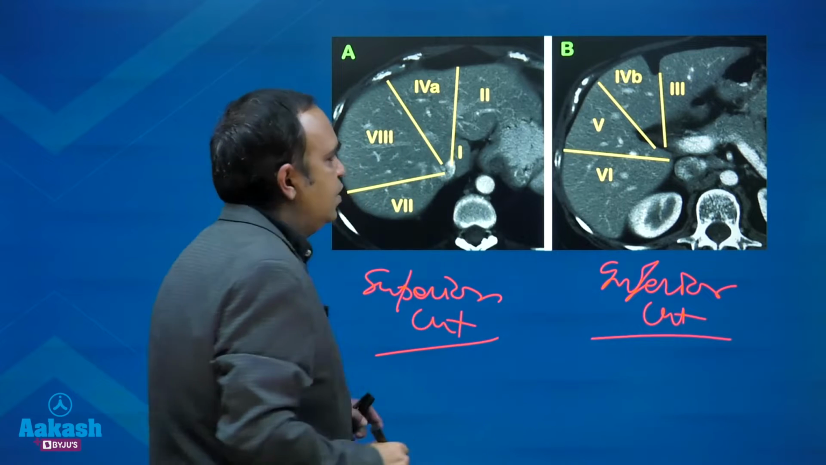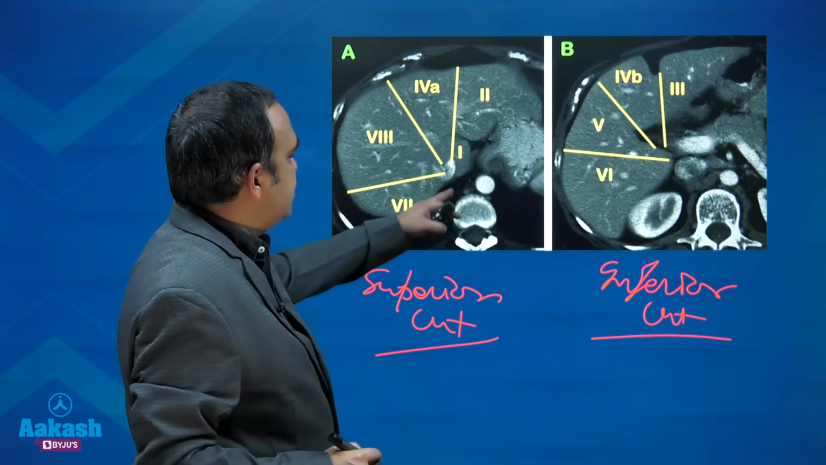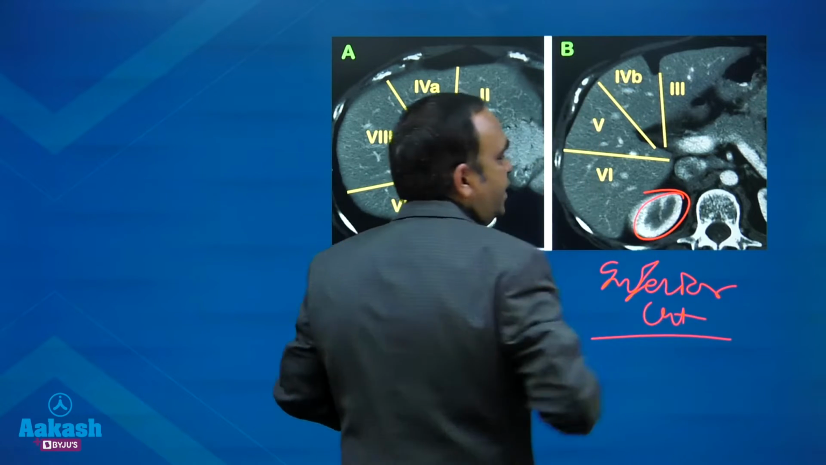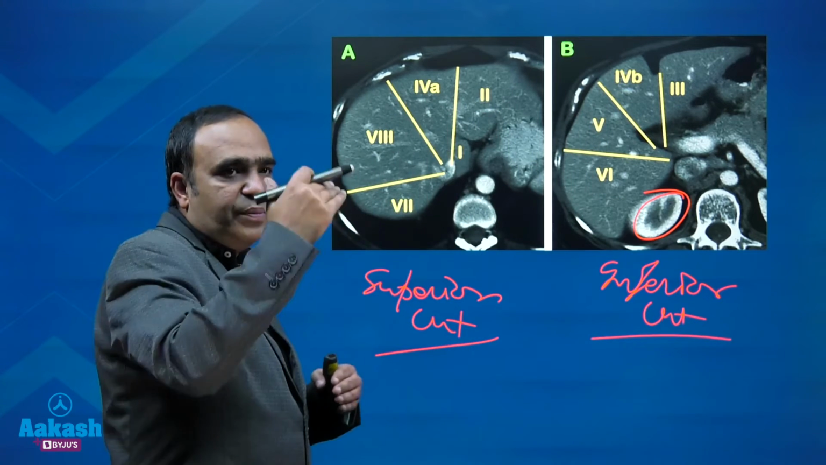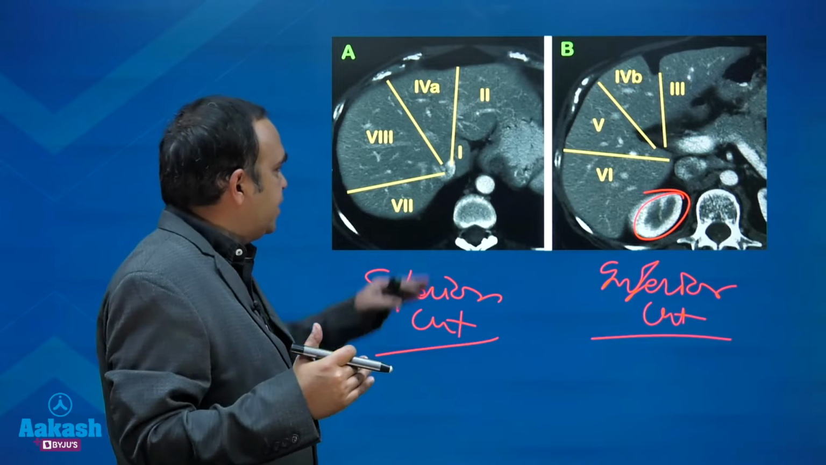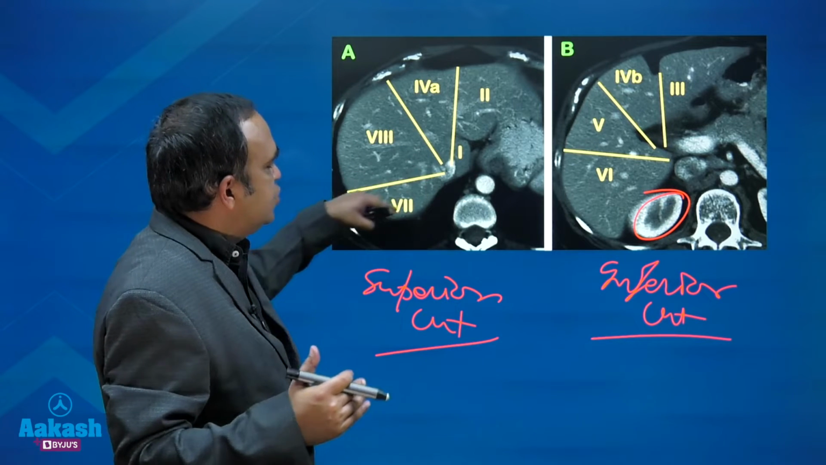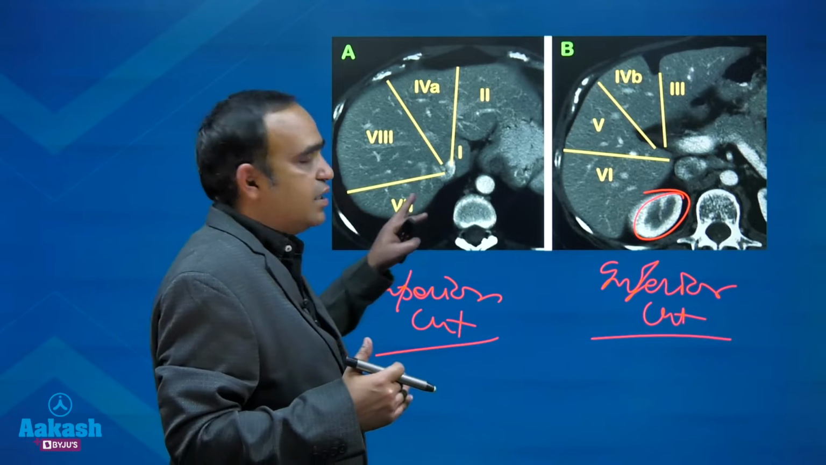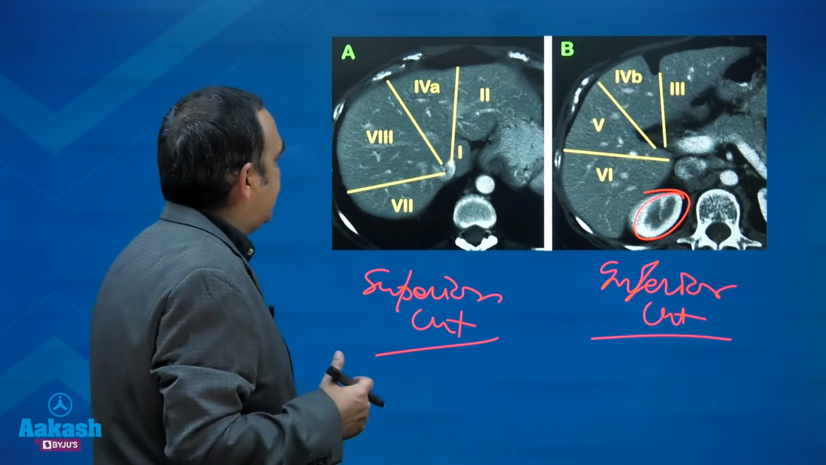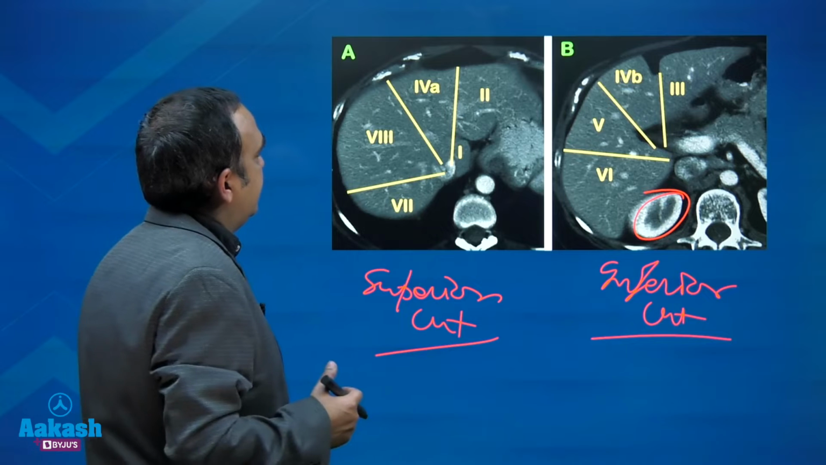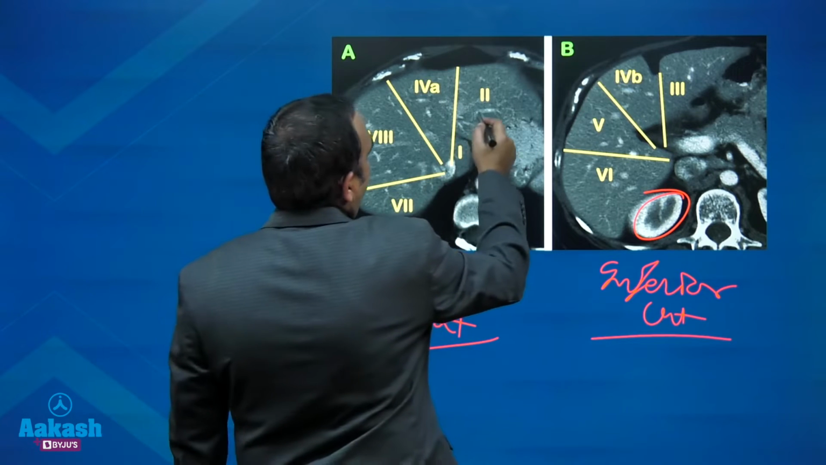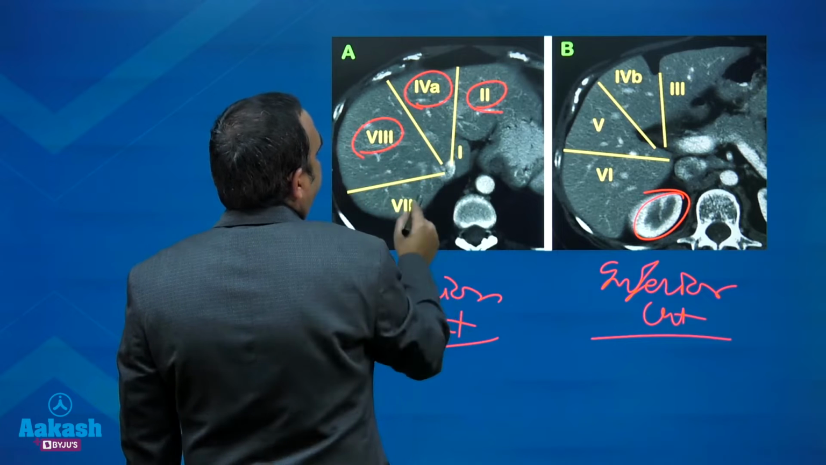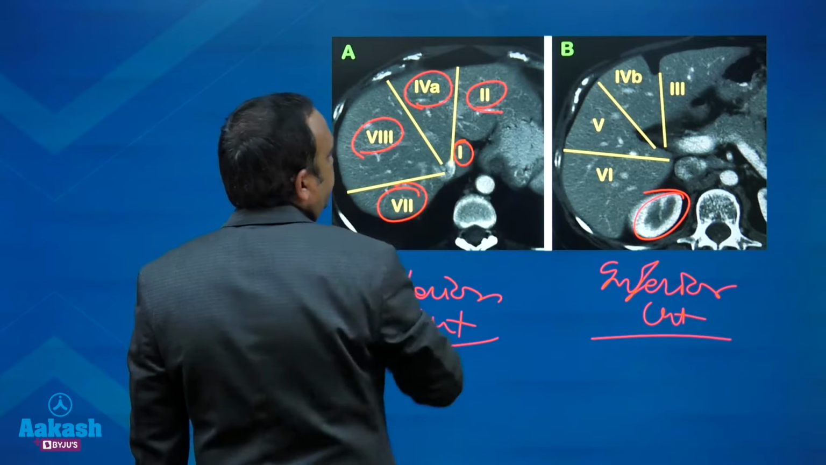How do you make out? Now in this you can see some surrounding lung shadows, whereas in this you can see the renal shadow. So when renal shadow is coming, that means it's an inferior cut, whereas if there is no renal shadow, in fact some diaphragm and some lungs are coming up, it's a superior cut. Now when it is a superior cut, this is the orientation of segments. Segment 2, 4A, 8 and 7, and that's the segment 1.